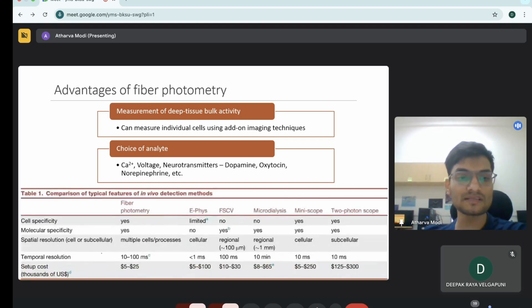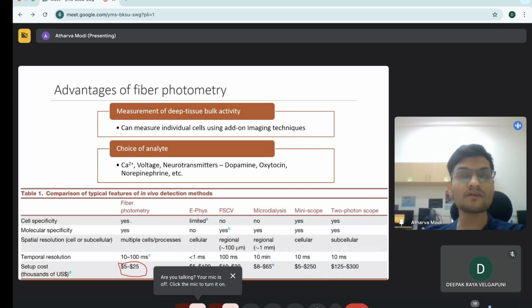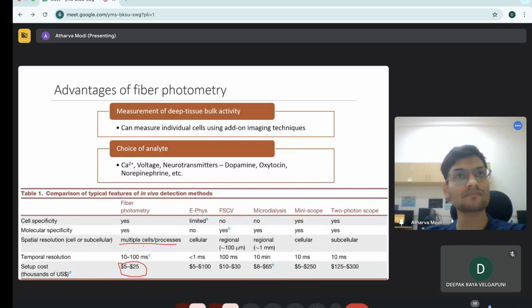Now if you compare this with other detection methods like electrophysiology or voltammetry, you will see that this is a cheaper method, which can provide a decent temporal resolution. It can even provide readings from multiple cells, and you can even resolve single cells if you apply different, sophisticated optics to this process. And you can also get cell specificity.